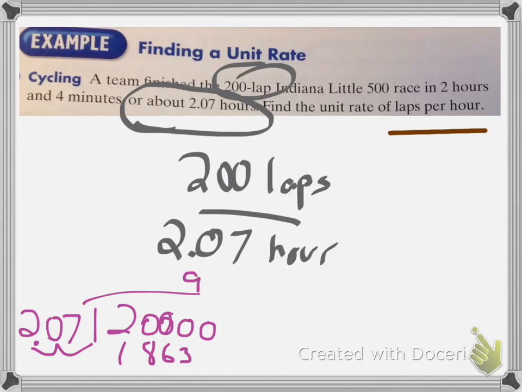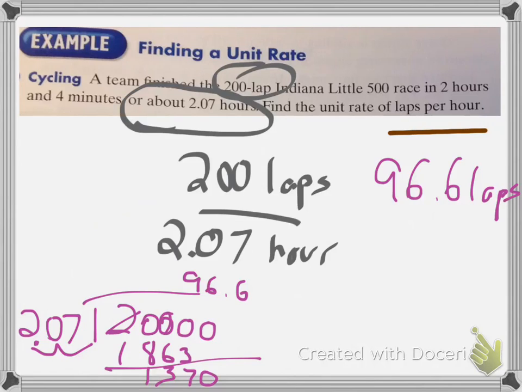So you keep dividing, and you end up getting, I'm going to hurry up for y'all real fast. 207 will go into 1,370 6 times, and you end up getting 96.6 laps. So that means we have 96.6 laps per 1 hour. And that's it. We turn it into a unit rate just by dividing. And that's all you have to do.